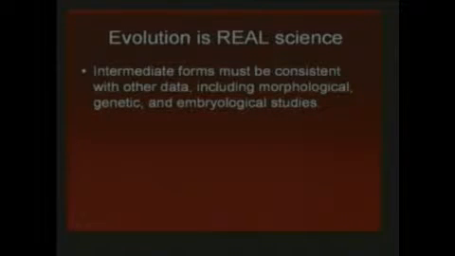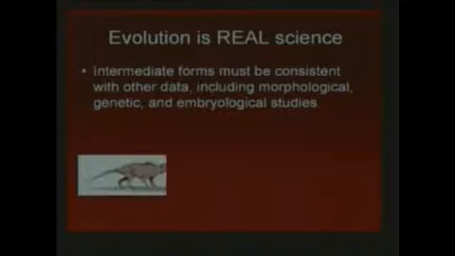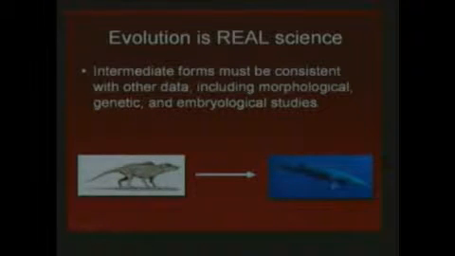Once again, evolution could be falsified by the discovery of a fossil that is inconsistent with these other lines of evidence. For example, evolution predicts intermediate forms between ancient land mammals and whales, because the morphological and genetic evidence indicates that whales are the descendants of land mammals. Intermediate forms should therefore exhibit traits that are transitional between these distinct groups.